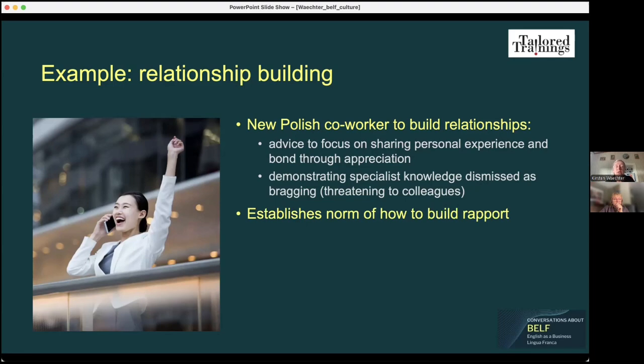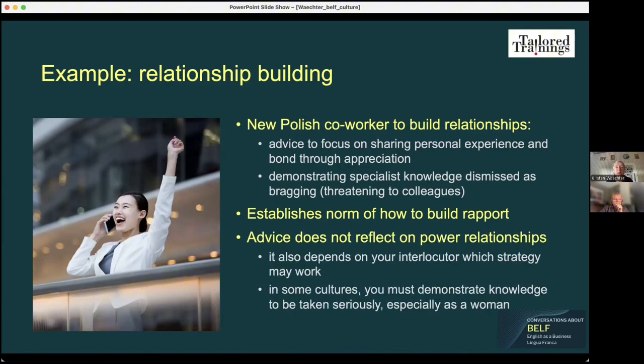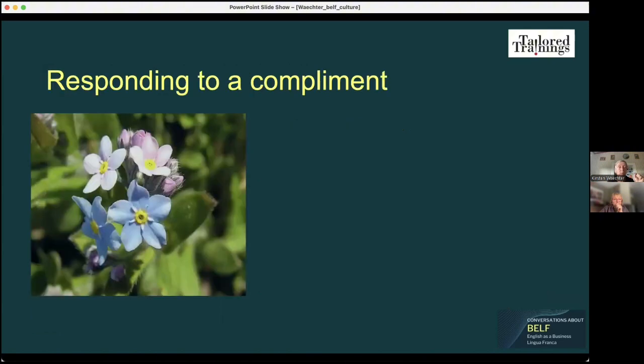This, of course, establishes a certain British norm of how we build rapport. So the advice does not reflect cultural aspects, like, for example, power relationships. First of all, how you build relationships does depend on the role. So what position does your interlocutor have? Which strategy may work? In some cultures, and German culture is one of them, you must demonstrate knowledge to be taken seriously, especially as a woman. So this is actually something where definitely the situation in the textbook already clashes with the demands that my learners would have. And I would have to think about how we actually need to change language and communication.